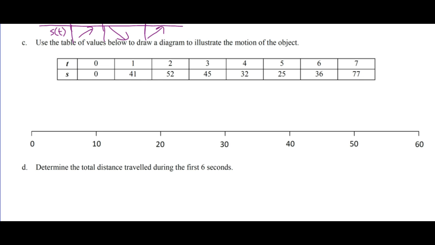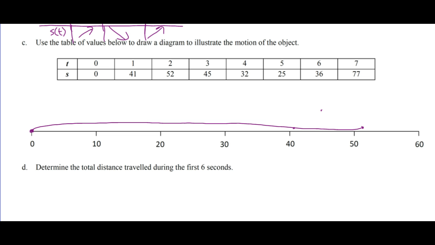Use the table of values below to draw a diagram to illustrate the motion of the object. So, all right, we want to illustrate the motion of the object. What we can think is it's just moving along this straight line. So we've got 0, 0, and at time 1, it's at 41. So it's going to move to there, and at time 2, it's at 52, and then it comes back to 45. So it's moving along like this, and then at time 3, it's at 45. So it's there.